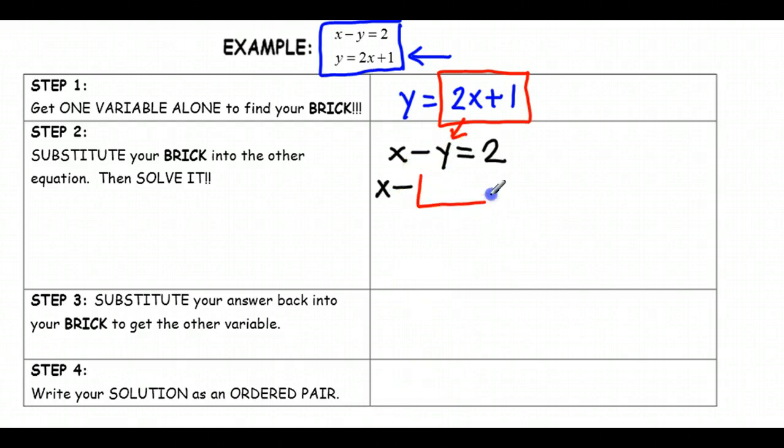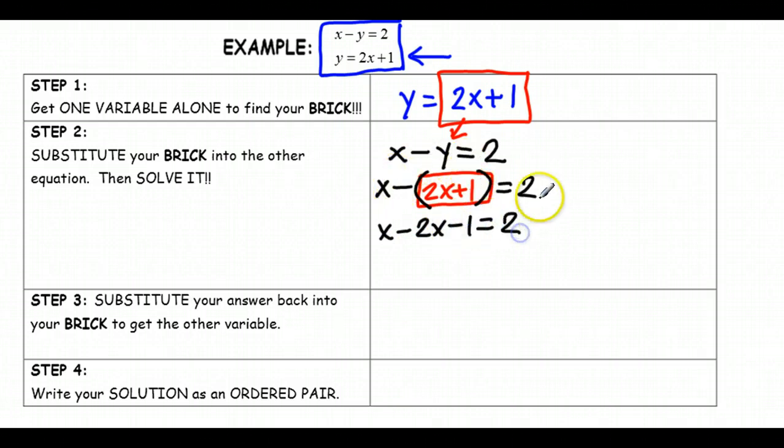which is 2x plus 1, and that equals 2. And we're going to simplify. Now it's important to understand that our brick also represents parentheses. So right here we have a negative that we need to distribute. So we have x minus 2x, but then we have to distribute the negative to the 1, so it becomes minus 1 equals 2. If I simplify, I get negative x minus 1 equals 2.